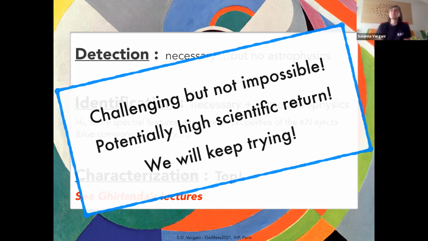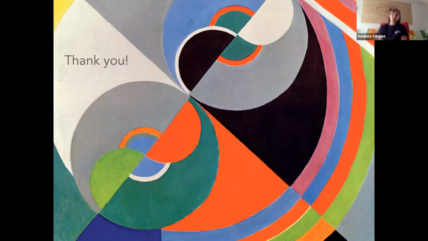So, last slide. This quest for the electromagnetic counterpart is challenging, but it's not impossible. And potentially it has an extremely high scientific return, like the one that we had for the event of 2017. Even if it's a very difficult quest, especially to go through all the 3 steps, we will keep trying, and we hope to have many more detections like the one we had almost 3.5 years ago. Thank you very much.